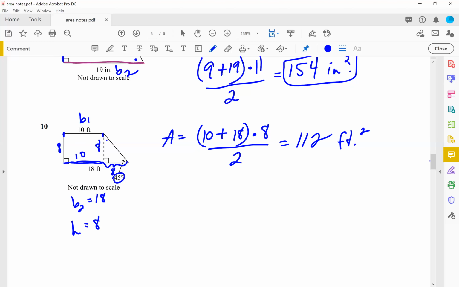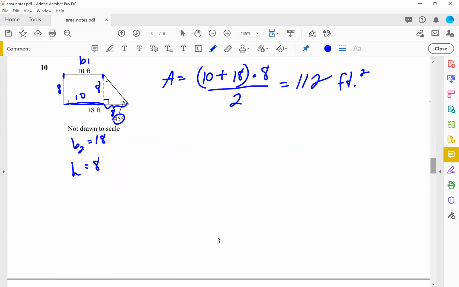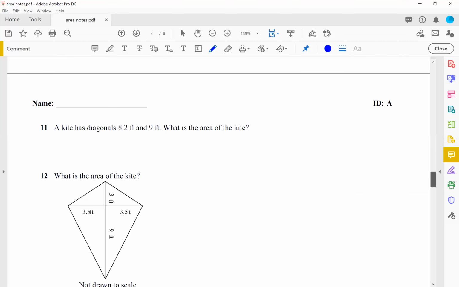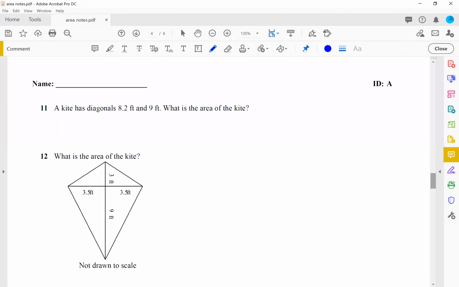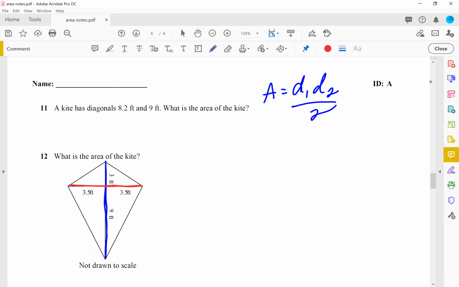Okay, next one. Okay. Our next shape that we're going to cover is the kite. Okay, the area for a kite, it's diagonal 1 times diagonal 2, divide by 2. So on a kite, if we look here in the picture on number 12, there's one diagonal. It goes from one corner to the opposite corner. And then we have our second diagonal. So you just take the two diagonals, you multiply them, and divide by 2.